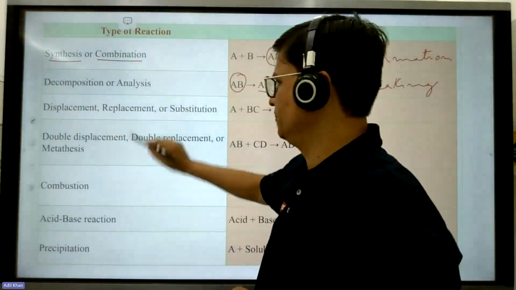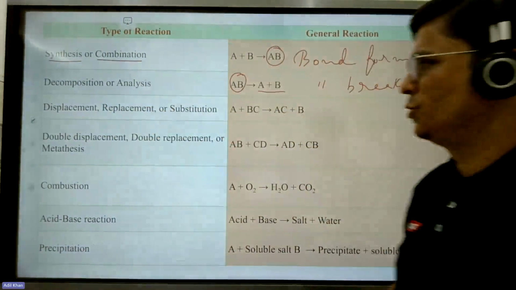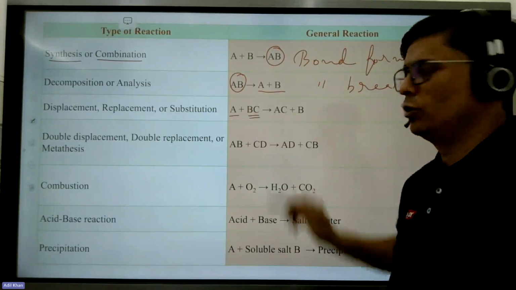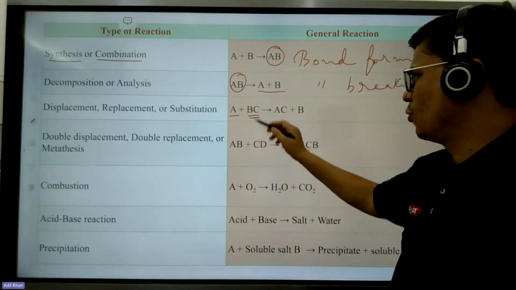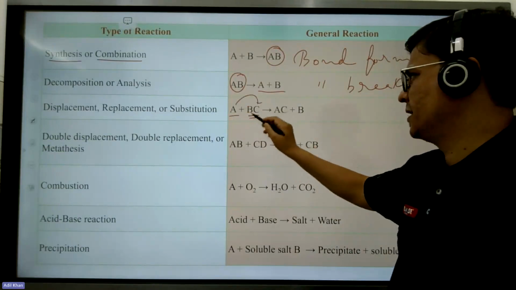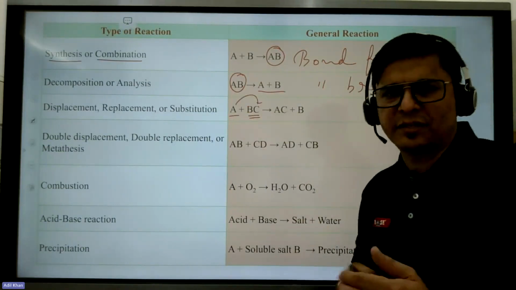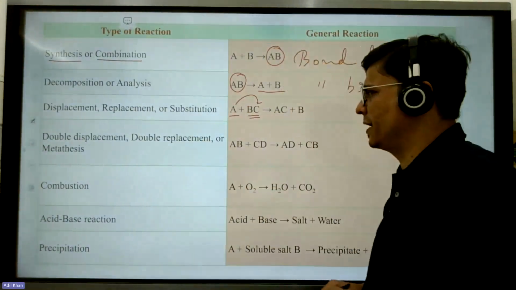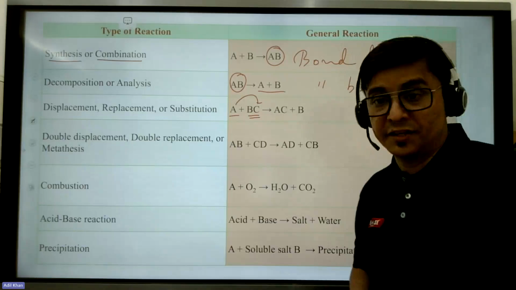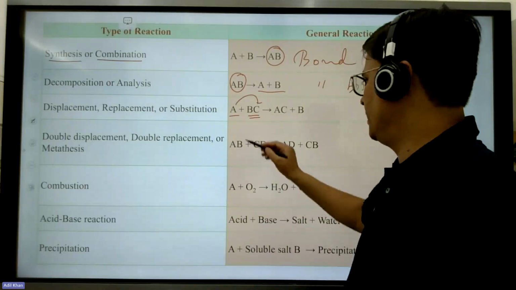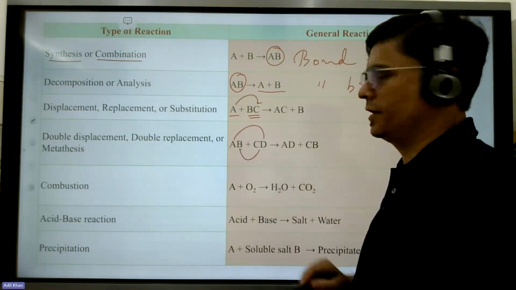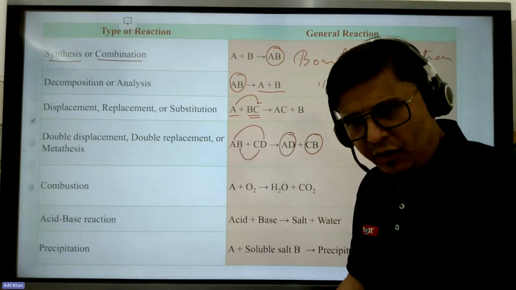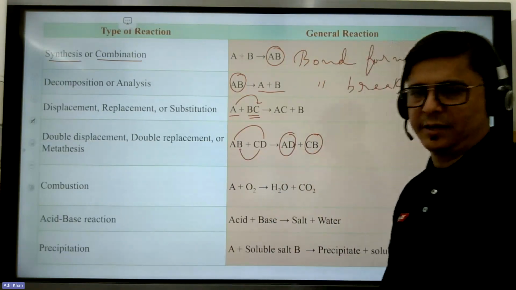Next one is displacement reaction, replacement reaction or substitution reaction. So this is your one reactant A, this is your molecule BC, another type of reactant. So what we see here is that A is combining with C and B is coming out. Basically a displacement type of reaction, single displacement. Next you have double displacement reaction or double replacement reaction or metathesis reaction. Basically here A and D are combining and B and C are combining to form AD and CB. So bond breaking is involved, bond formation is also involved at the same time.